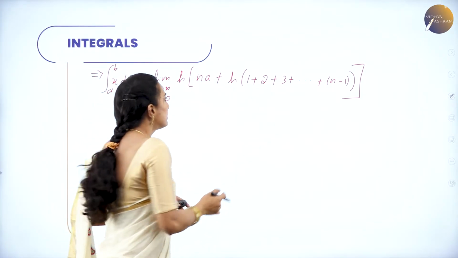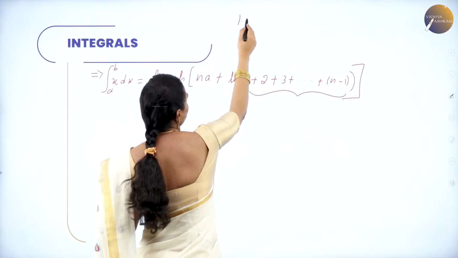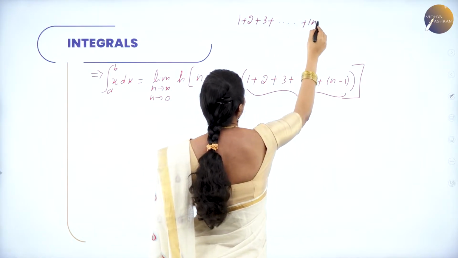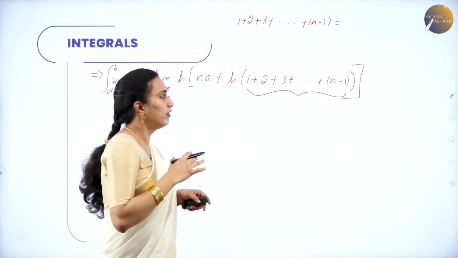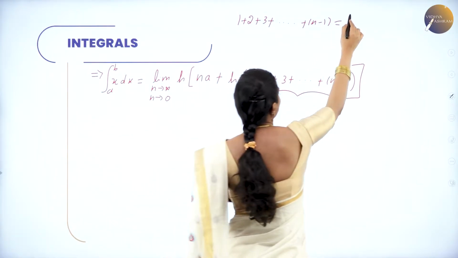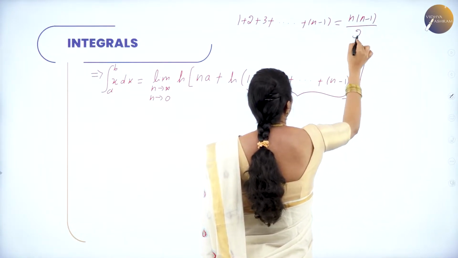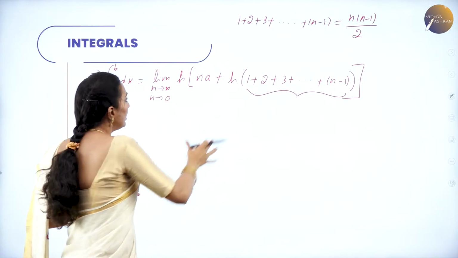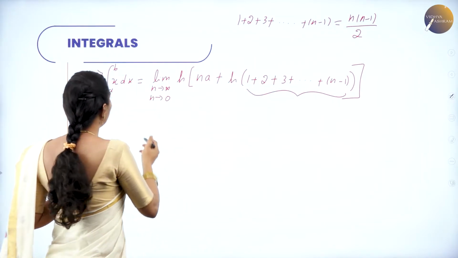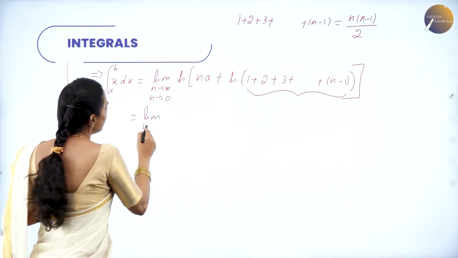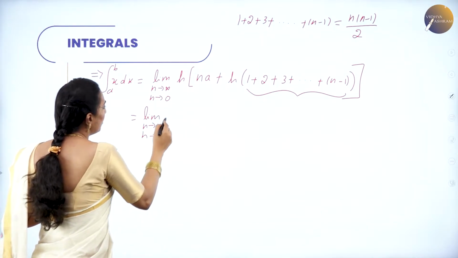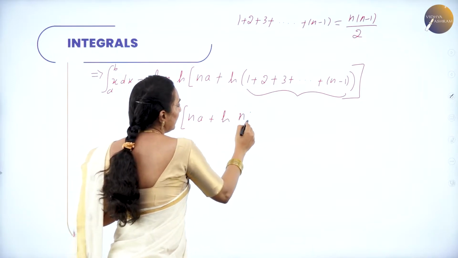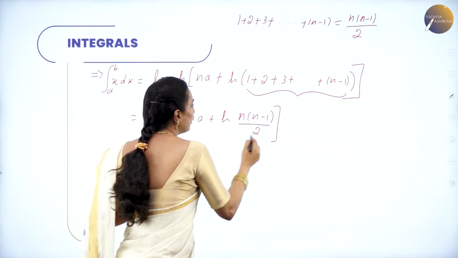Now what I am going to do is, see here, this. Please do remember this, dear students. 1 plus 2 plus 3 plus etc., according to the mathematical induction you have studied in your first year. Let me remind you of the proof. 1 plus 2 plus 3 plus etc. plus n minus 1 is given by n into n minus 1 divided by 2. Understood? Now, you are going to get limit as n tends to infinity, h tends to 0. This I am going to substitute n into n minus 1 divided by 2, which gives limit as n tends to infinity, h tending to 0, h into na plus h into, that I am going to write as n into n minus 1 divided by 2. I hope you are getting this one.